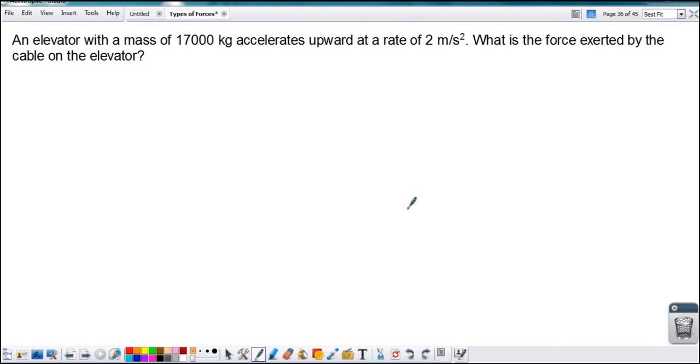An elevator with a mass of 17,000 kilograms accelerates upward at a rate of 2 meters per second squared. What is the force exerted by the cable on the elevator? Okay, in order to do this problem, the first thing we're going to do is draw a picture. In this case, a free body diagram.